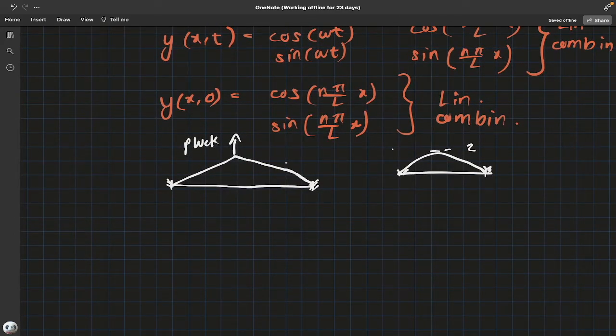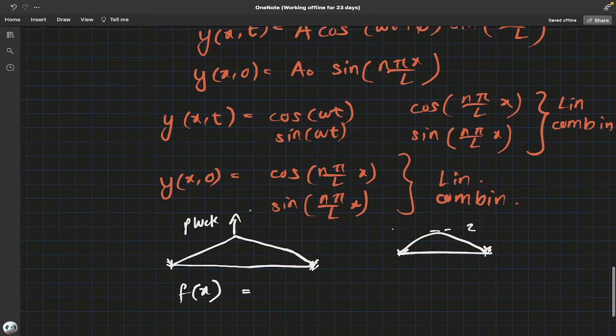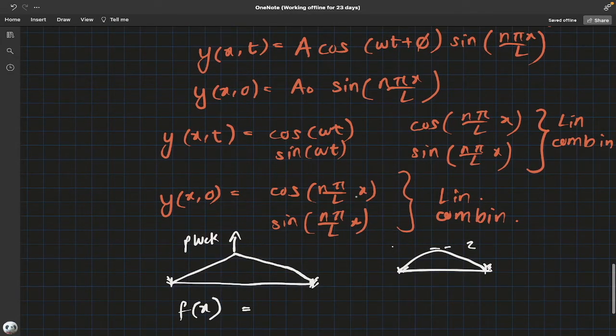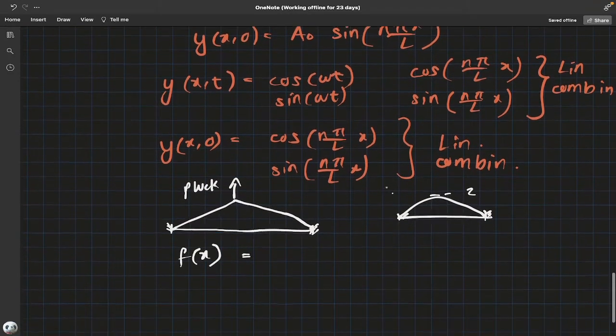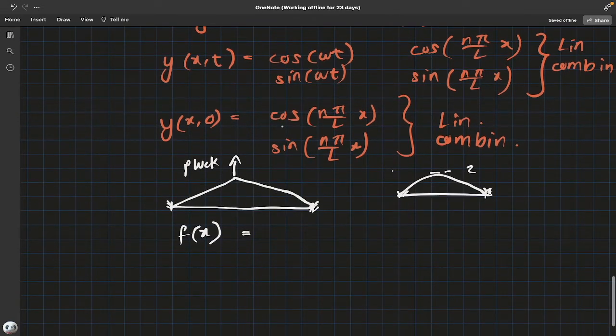But what if we pluck it in a weird manner that's not a sine or a cosine? So we have some arbitrary function, but it'll be easier to work with this problem and find a solution if we can express it as a sine or cosine, because then we just find the coefficient and multiply the time part. Find the coefficient for the linear combination, multiply the time part, and then you're done. So the problem of the initial waveform just looks like this.